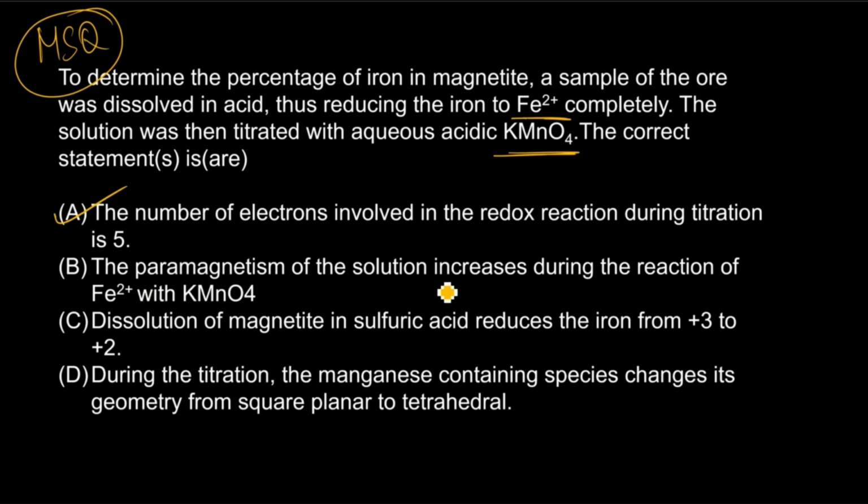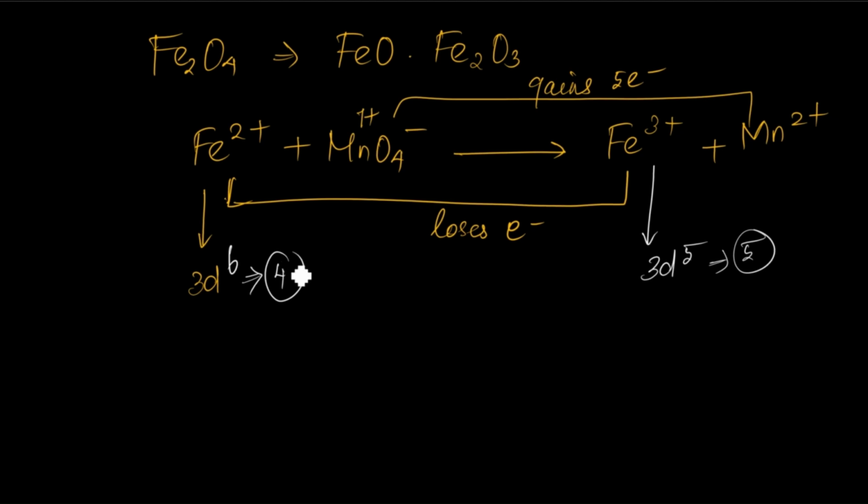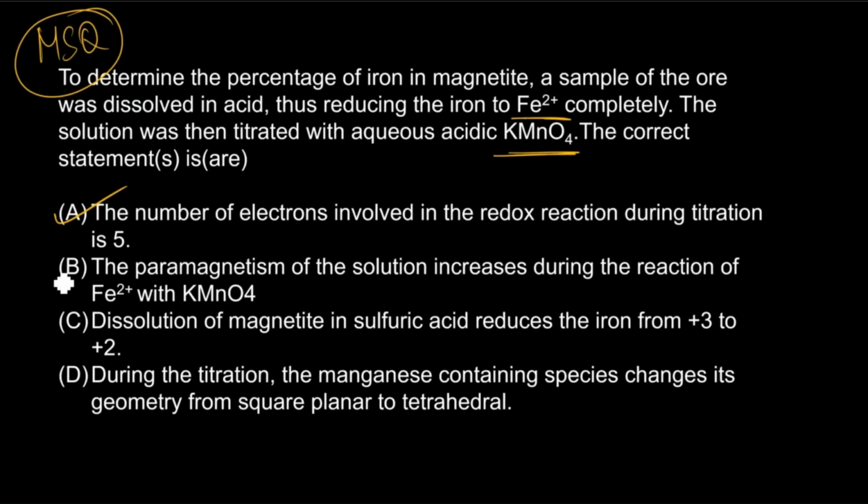Then paramagnetism of the solution increases during the reaction of Fe2+ with KMnO4. So the paramagnetism increases. Fe2+ will have 3d6 arrangement, and Fe3+ will have 3d5 arrangement. So here I'm having 4 unpaired electrons, here I'm having 5 unpaired electrons, obviously, so the paramagnetism will get increased. So B is also right.